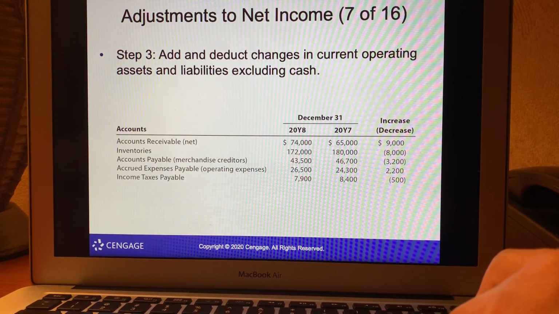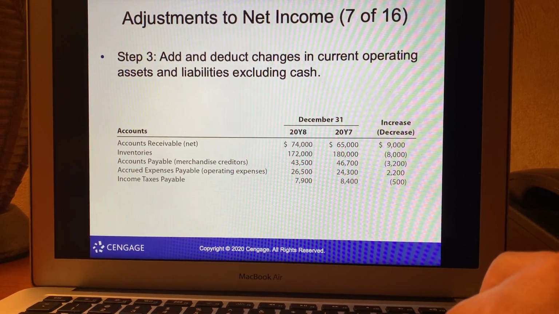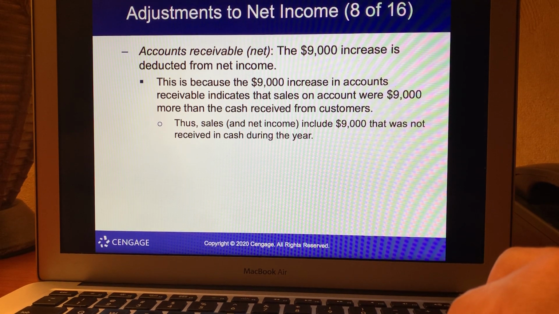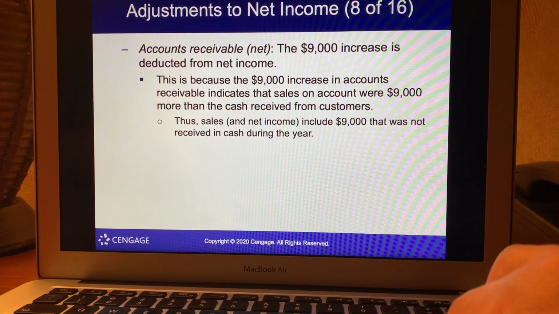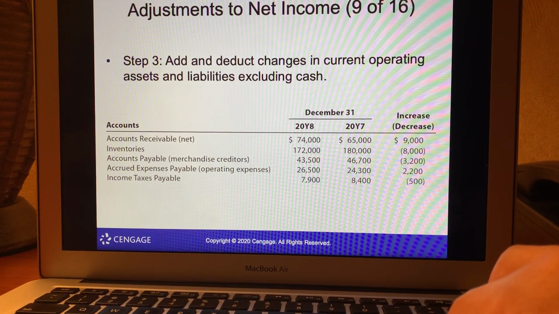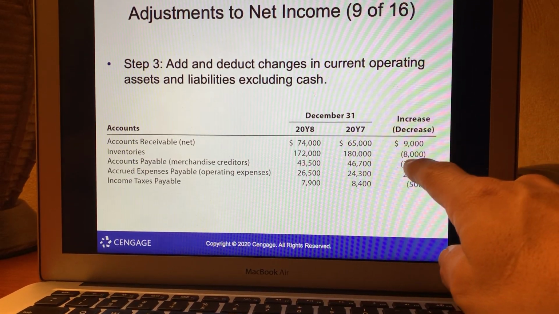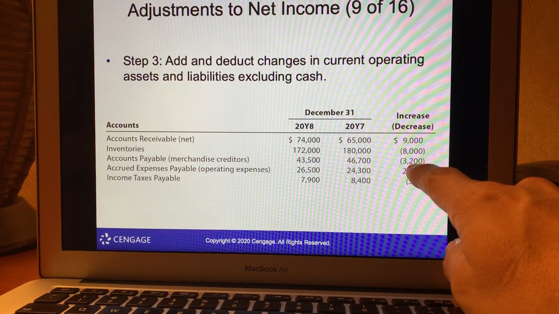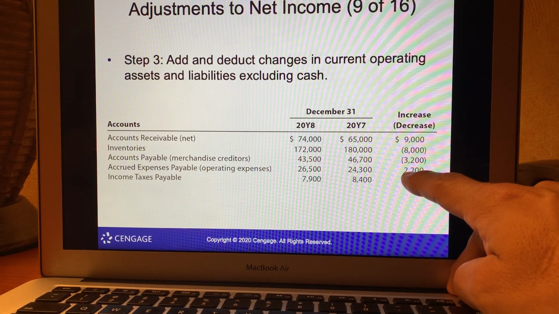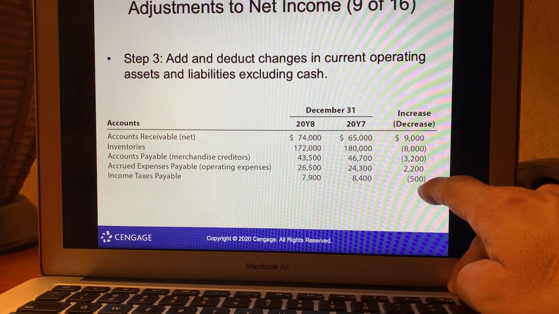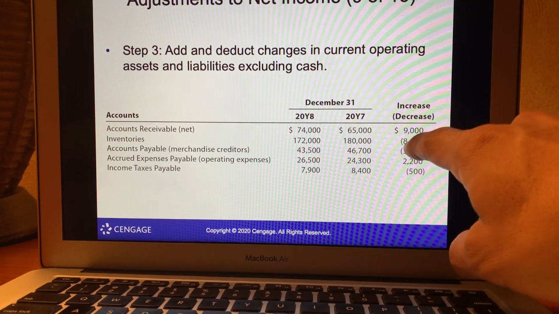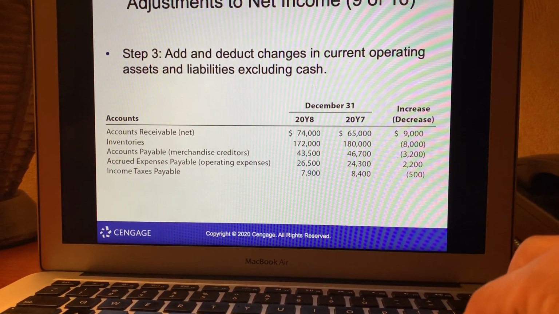Step 3, add and deduct changes in current operating assets and liabilities, including cash. Okay, accounts receivable, net, the 9,000 increase is deducted from net income. So here's our accounts receivable, 9,000, deduct 8,000, deduct 32,000. So these are what's going on in here. Accrued expense payable of 2,200, and then income tax payable deducted. So if there's parentheses, it's decreased. If there's not, it's increased.